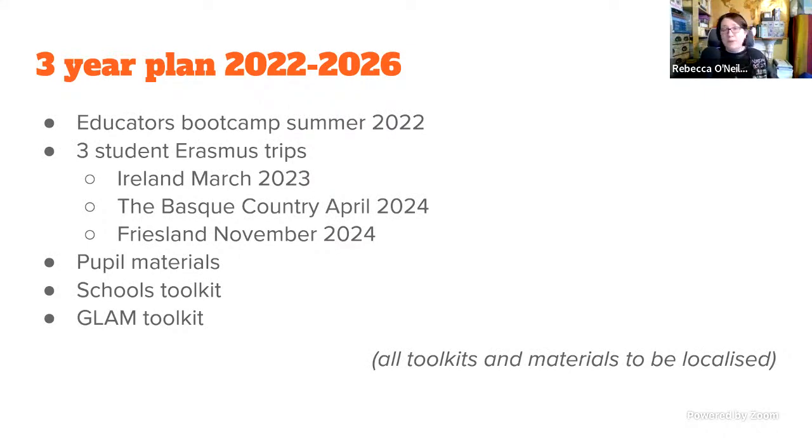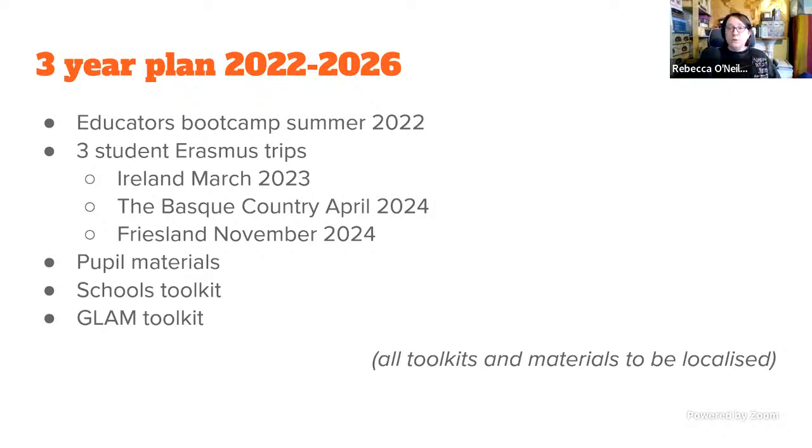So we'll then have our 3 Erasmus trips, starting in Ireland, probably around this time next year in 2023. Then we'll go to the Basque Country in 2024. And then in the last academic year, we'll have Friesland in November 2024.